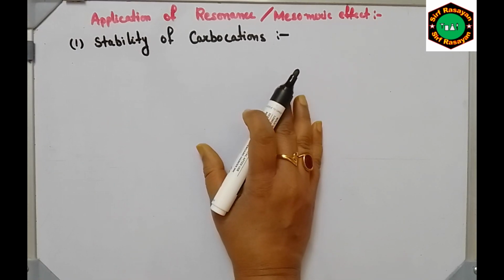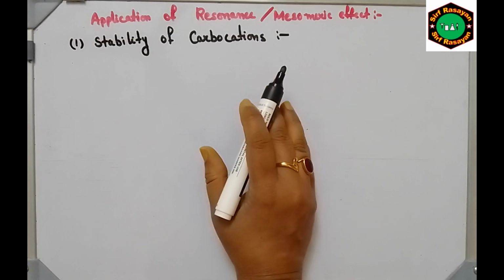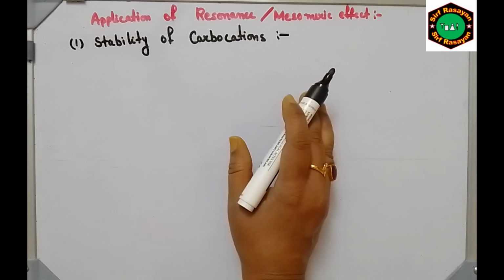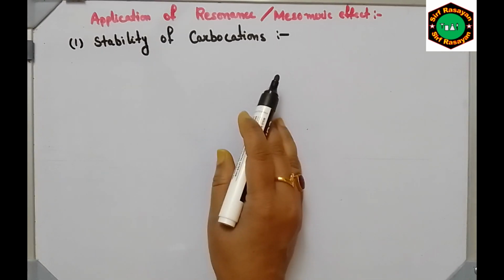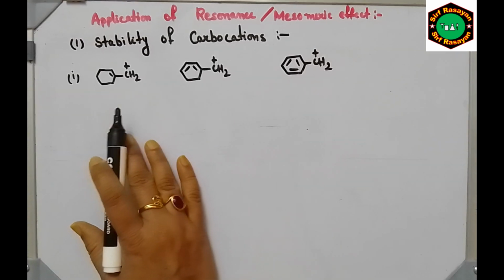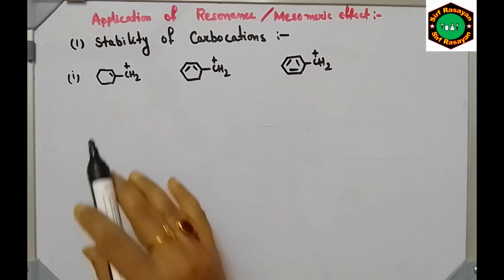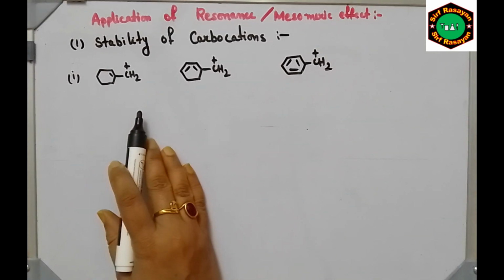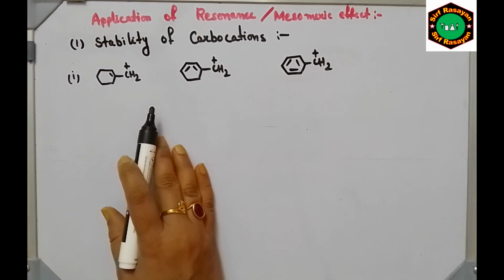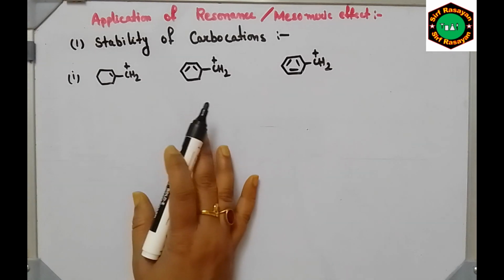In this video I am going to explain one of the applications of resonance or mesomeric effect, stability of carbocation. First we will compare the stability of these three carbocations. Remember, the more the number of resonating structures, the more will be the stability of the species.